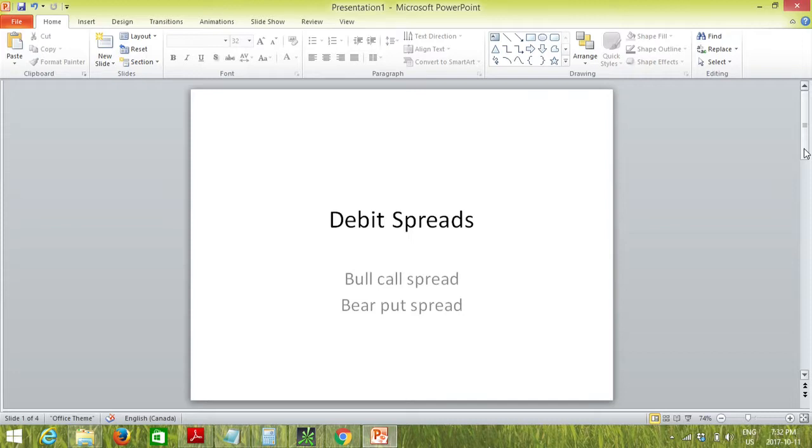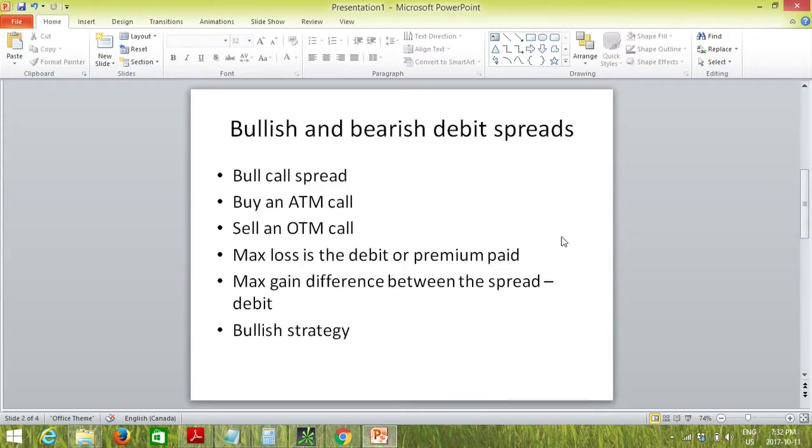So today we're gonna do debit spreads. All right, we're gonna do a bull call spread and a bear put spread. Okay, so obviously one of these is bullish, right? The bull call spread is a bullish strategy. Bear put spread, excuse me, is obviously bearish on here. So let me just show you how this works.